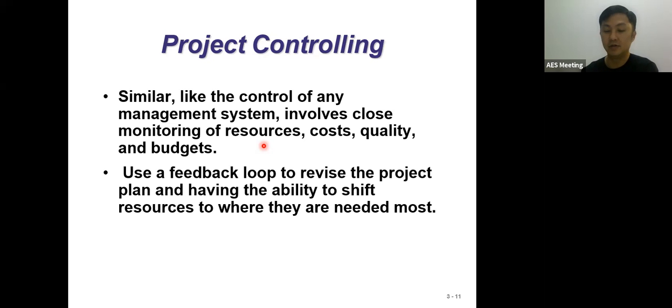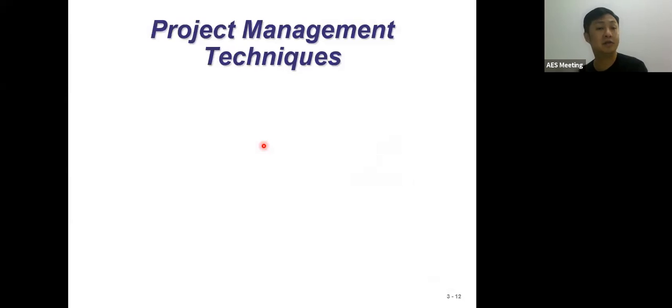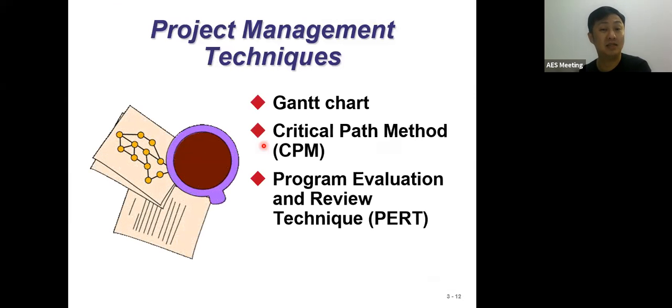Okay, right. So beyond that, ladies and gentlemen, you can look at the project management techniques here. What we can see over here is the Gantt chart. Second is CPM, the critical path method. Thirdly is the PERT analysis, the program evaluation and review technique. So these are the 1, 2, and 3 methods we are going to display to you today.